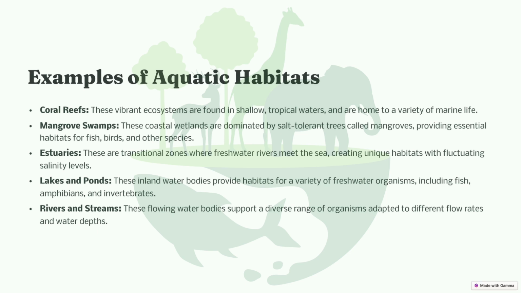So, we also have lakes and ponds. These inland water bodies provide habitats for a variety of freshwater organisms, including fish, amphibians, and invertebrates. Rivers and streams. These flowing water bodies support a diverse range of organisms, adapted to different flow rates and water depths.